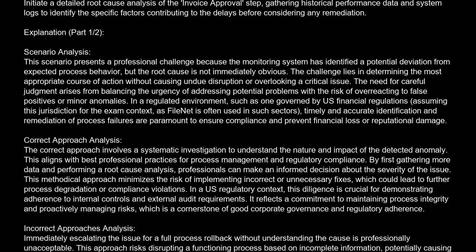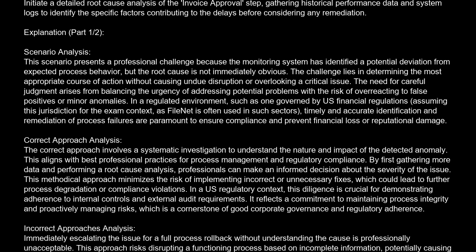The challenge lies in determining the most appropriate course of action without causing undue disruption or overlooking a critical issue. The need for careful judgment arises from balancing the urgency of addressing potential problems with the risk of overreacting to false positives or minor anomalies. In a regulated environment, such as one governed by U.S. financial regulations, assuming this jurisdiction for the exam context, as FileNet is often used in such sectors, timely and accurate identification and remediation of process failures are paramount to ensure compliance and prevent financial loss or reputational damage.